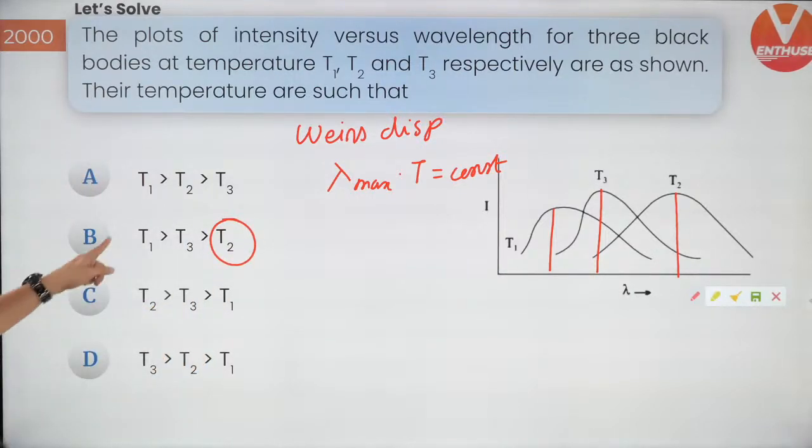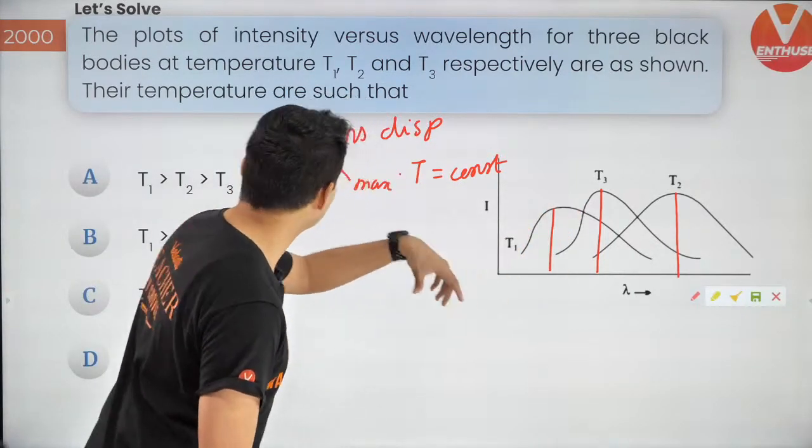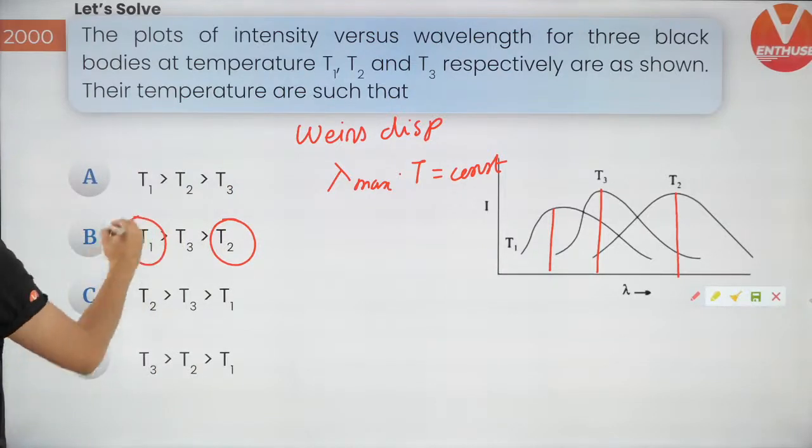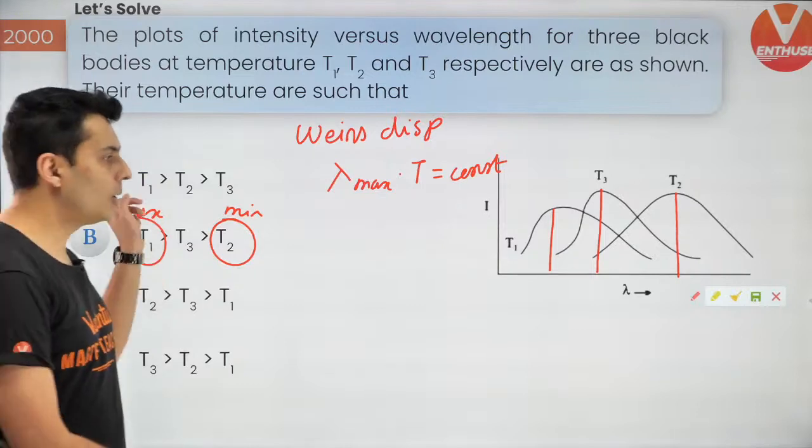Many of you got it. And that is why option B will be correct. And T1 has the lowest lambda max. So, T1 will be the highest maximum. This is maximum and this will be minimum. Correct. That is the answer, option B.